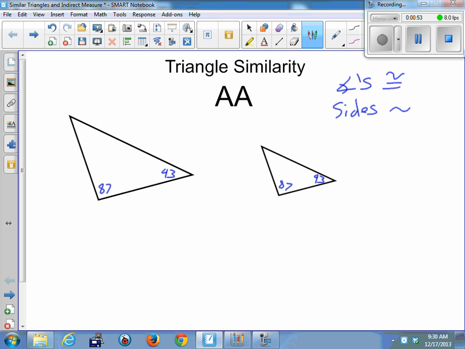Because a triangle always adds up to 180, then you could say that the other one would also be congruent. You could do 180 minus 130, and this one over here will be 50. Technically we only need two angles to prove triangles are similar, but because they add up to 180, it ends up being all three anyway.